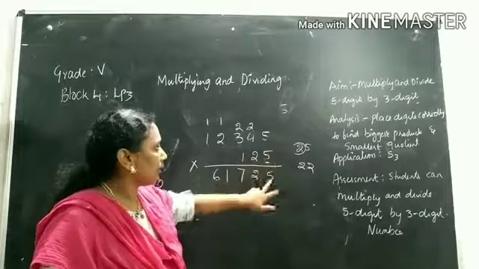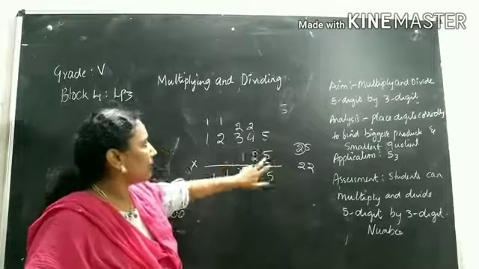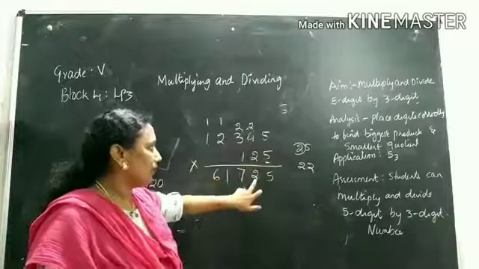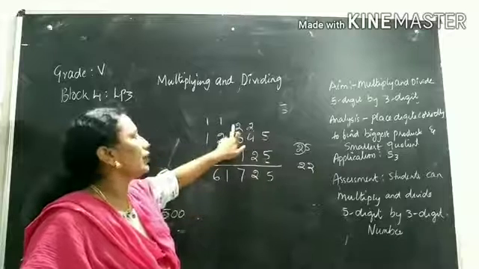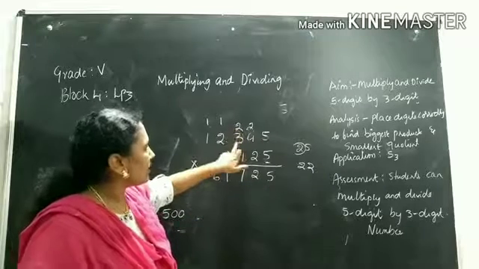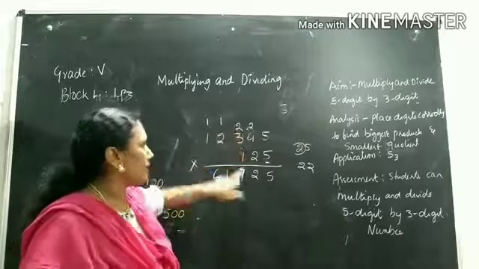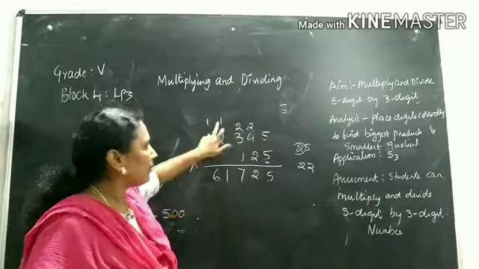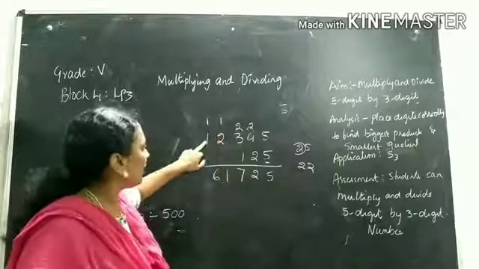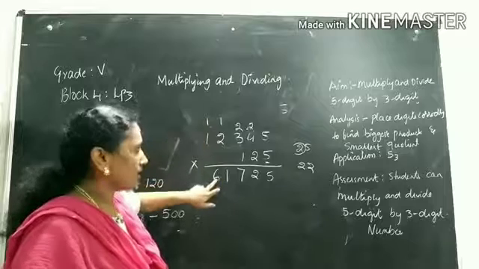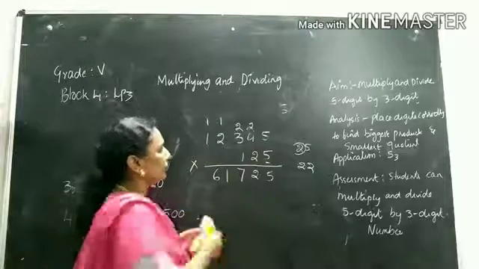5 5s are 25 and 2 here. 5 4s are 20 plus 2, 22. 2 here and 2 carried forward to the hundreds place. 5 3s are 15 plus 2, 17. 7 here and 1 is carried to the thousands place. Now 5 1s are 5. 5 plus 1, 6. Okay. Now with 5 I have finished.